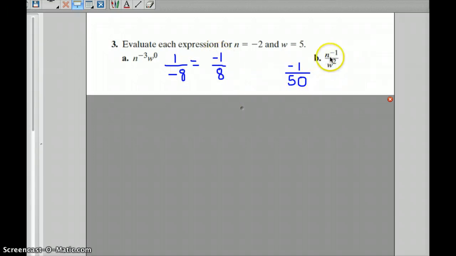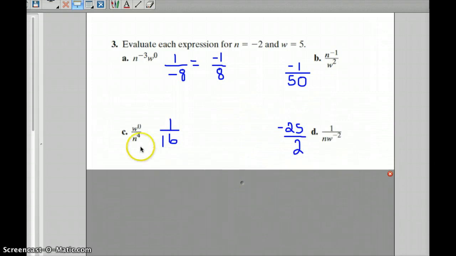In example B here, I have n to the negative 1. So I'm going to move that n to the negative 1 down into the denominator. And so I do have negative 1 over 50 because n is negative 2 and w is 5. So 5 squared is 25 times negative 2 is negative 50. And again, I've brought my negative 1 to the numerator.